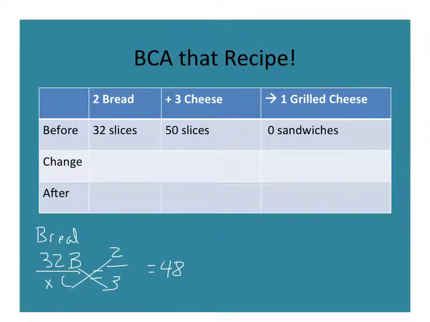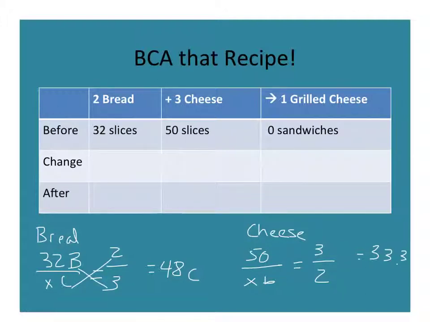48 slices of cheese. If we go the other way and say cheese, we have 50 slices over X bread equals 3 slices of cheese for every 2 slices of bread, and we find that the bread in this case would be 33.3 slices of bread. Well, that's a problem for us.